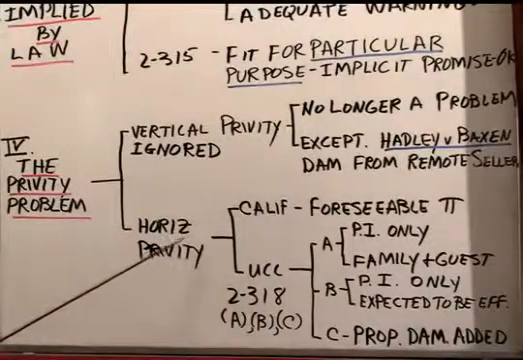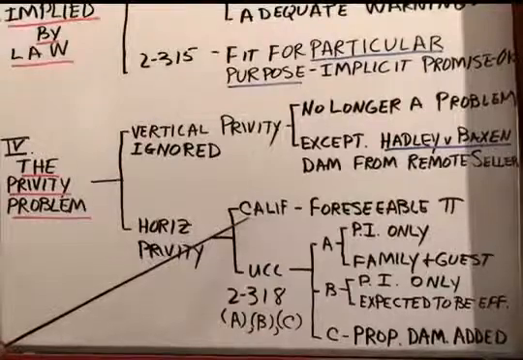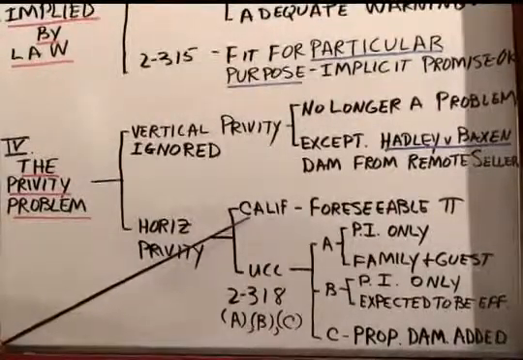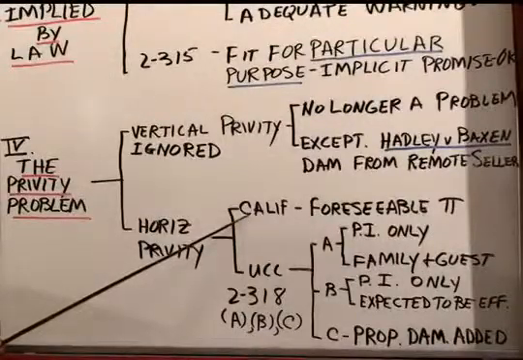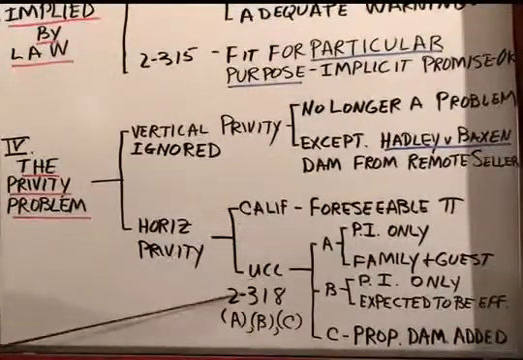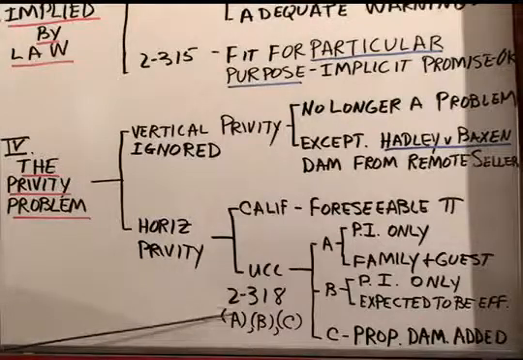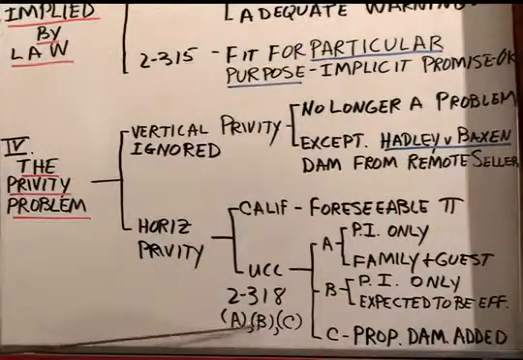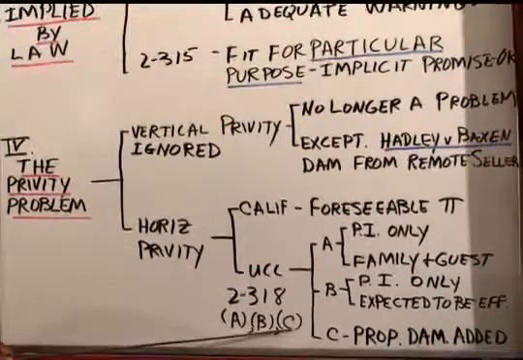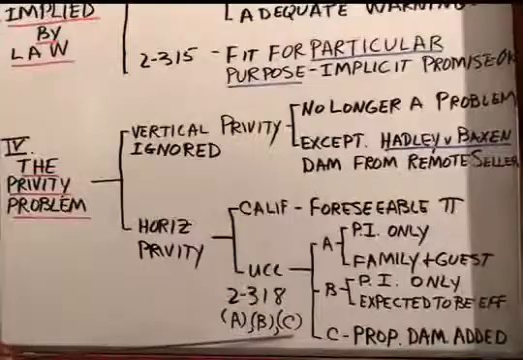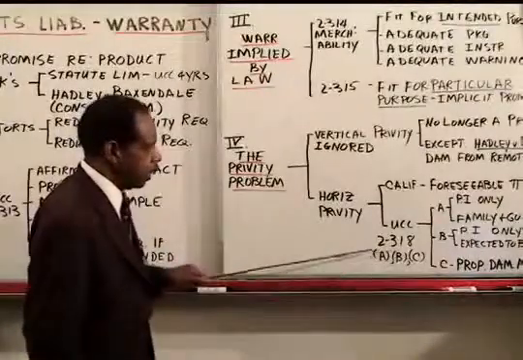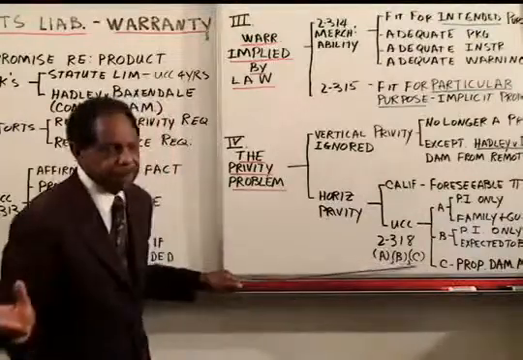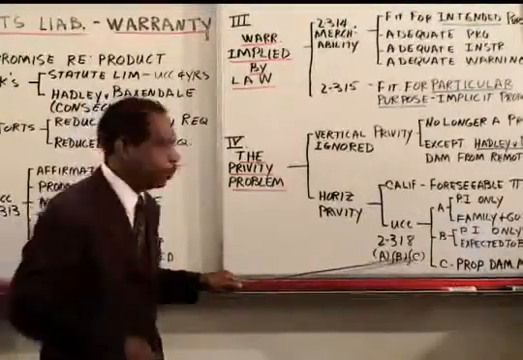As to horizontal privity, California says that these promises are made to all foreseeable plaintiffs. But the UCC isn't that broad. The UCC at 2-318 says that we're going to give you three choices, A, B, and C. In each state, when they adopt the UCC or parts of it, they can choose whether they want to adopt A or B or C. And that determines how far away from the purchaser people can still sue.